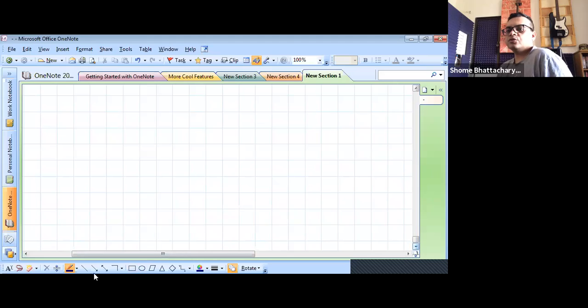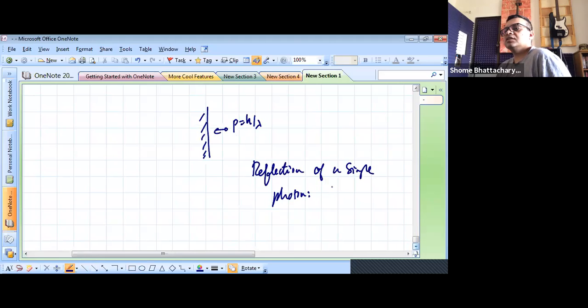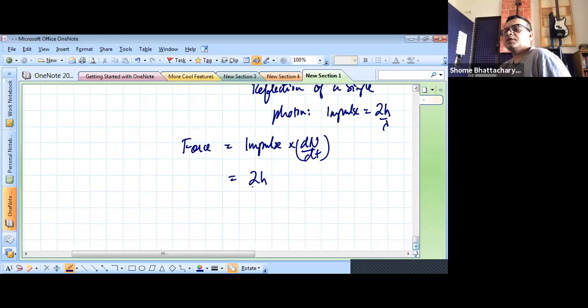Okay. So how we calculate this force is that if on the surface of a mirror a single photon is reflected, it results in impulse equal to 2 times h by lambda, because it reverses with the same wavelength always. Okay. So the force becomes this impulse into number of photons incident per unit time. So it becomes 2h by lambda multiplied by number of photons incident per unit time.